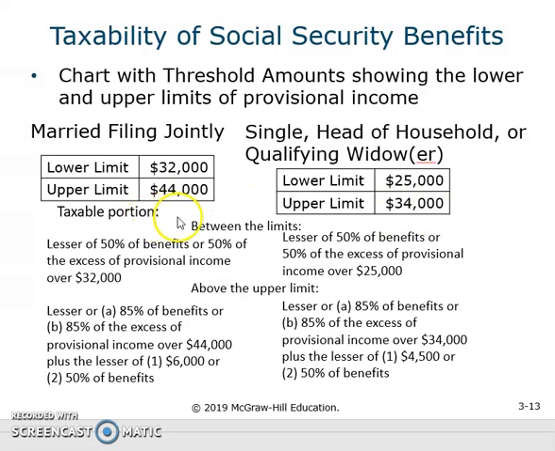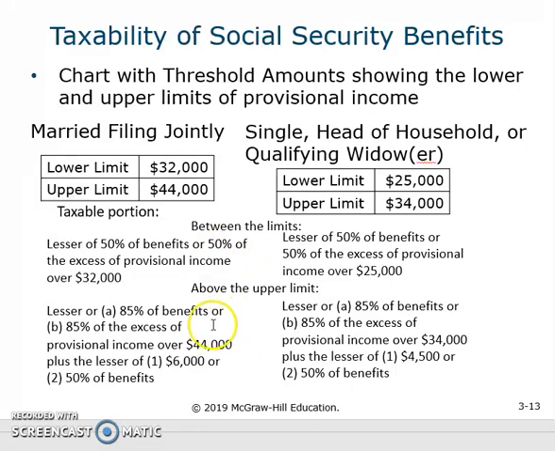So to determine the taxable portion, we have to look first to see if the modified adjusted gross income, that provisional income that we just calculated, is between the limits of our thresholds. If so, then the lesser of 50% of the benefits or 50% of the excess of provisional income over the lower amount of the threshold would be taxable.